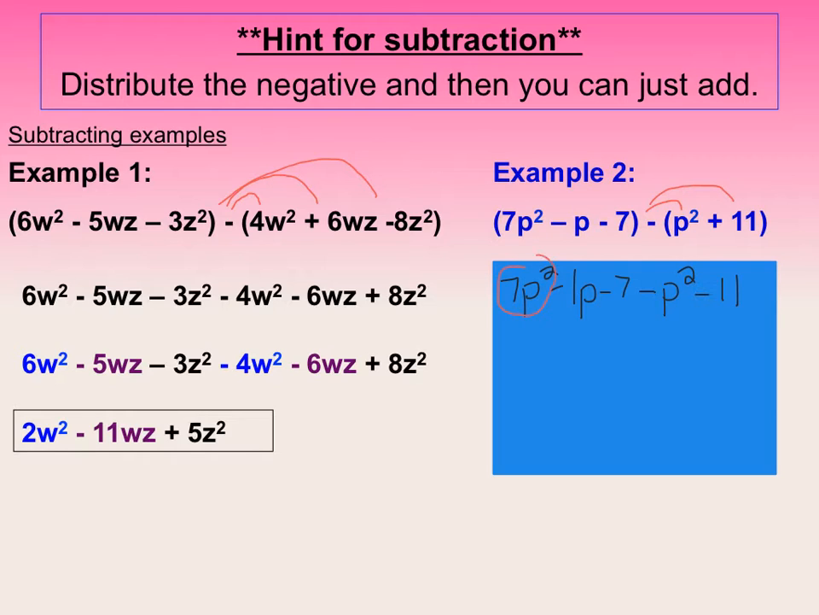So I've got 7p squared minus p squared over here, which makes 6p squared. I've got this negative 1p and no other p's, so that's just going to stay a negative 1p. And then I have negative 7 minus 11, which should be negative 18. And then at that point you're done, since nothing else here can be simplified.